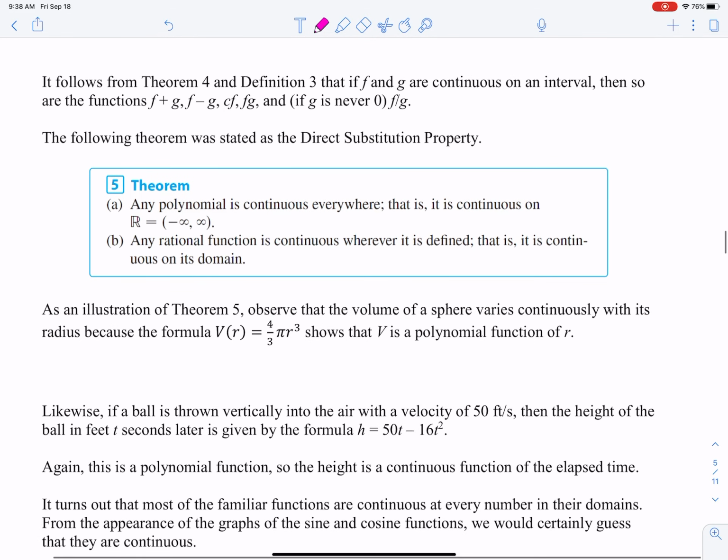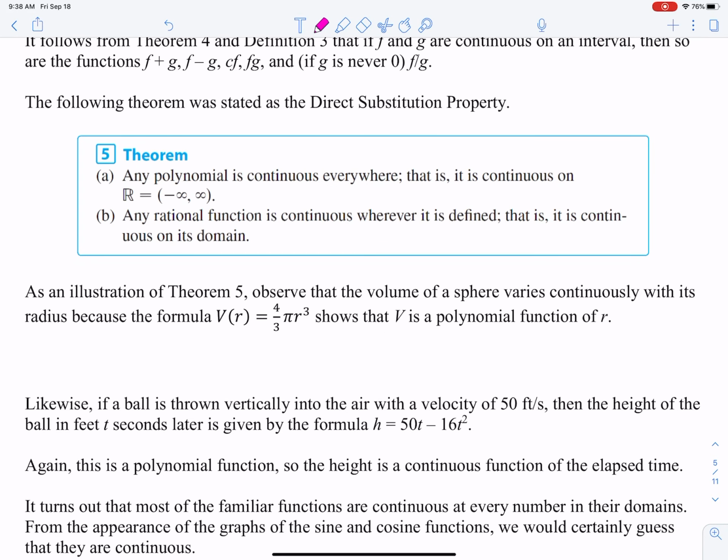All right, it follows from Theorem 4, the one we just talked about, and Definition 3. If f and g are continuous on an interval, then so are those: adding, subtracting, multiplying by a constant, multiplying together, and dividing as long as g is never 0. The following theorem was stated as the direct substitution property. It's the same one we've been talking about, but it's worded a little better, I think.